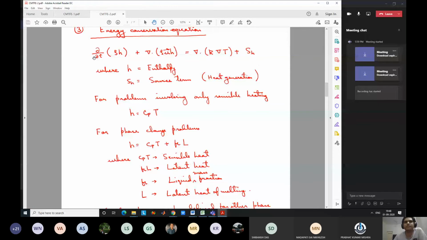However, if there is any phase change like melting, solidification, boiling, condensation, evaporation, then in the enthalpy we should also account for changes in latent energy, because two different phases have different energy at the same temperature, right?